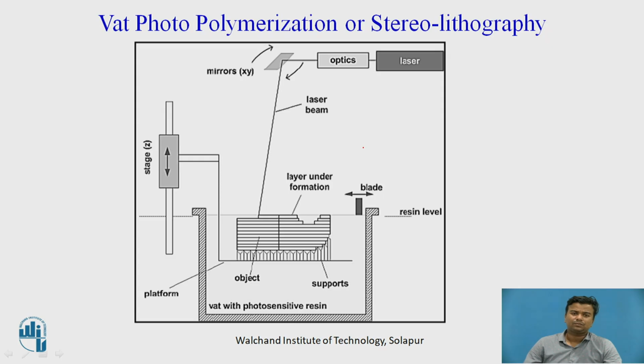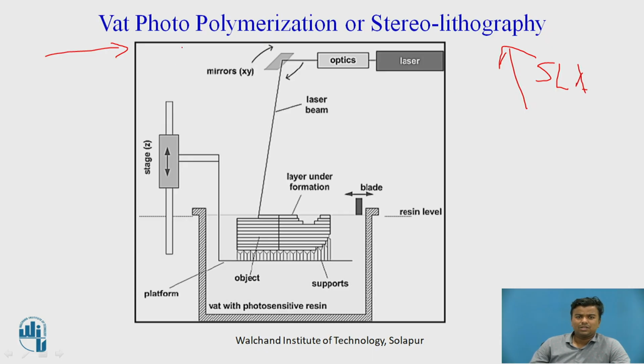Now, the first additive manufacturing process that we are discussing today, we are discussing mainly two processes. The first one is vat photopolymerization, which is also called stereolithography. Stereolithography is a very famous name, or SLA 3D printer. Always we are saying SLA 3D printer.